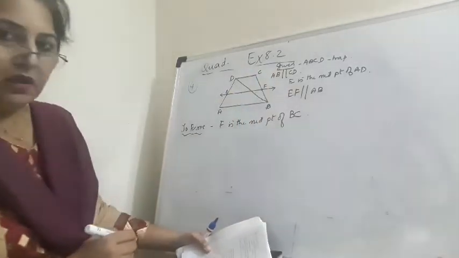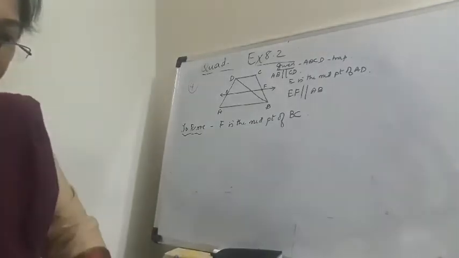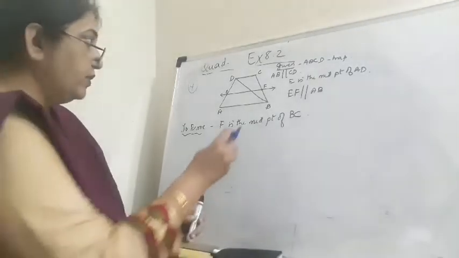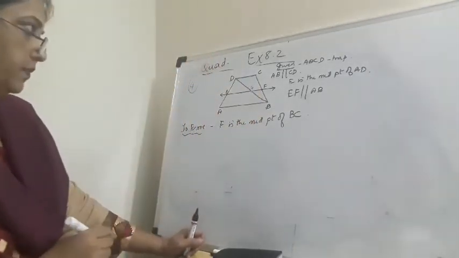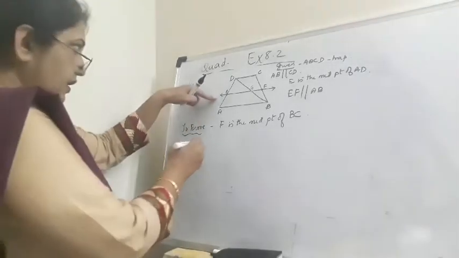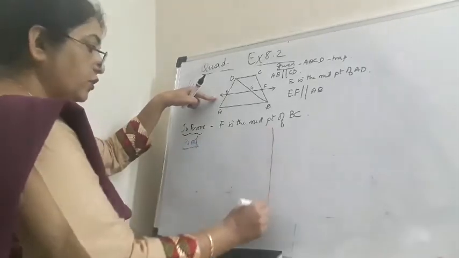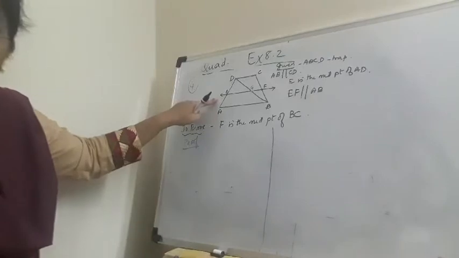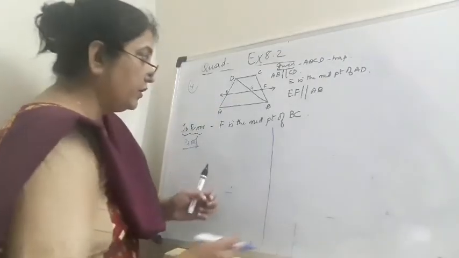BC. Now for this, children, we have to consider a point which is the intersecting point. Let us take this point to be G. Okay, let's start with the proof. As I told you, children, it depends on the question whether we have to apply the midpoint theorem or the converse of the midpoint theorem.